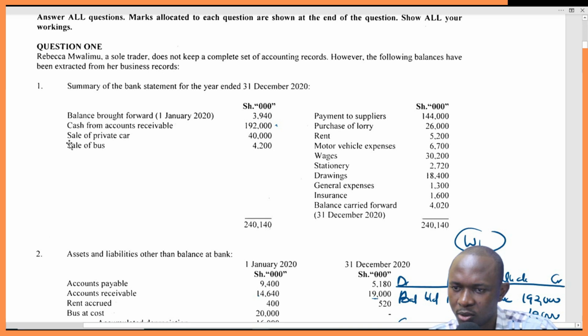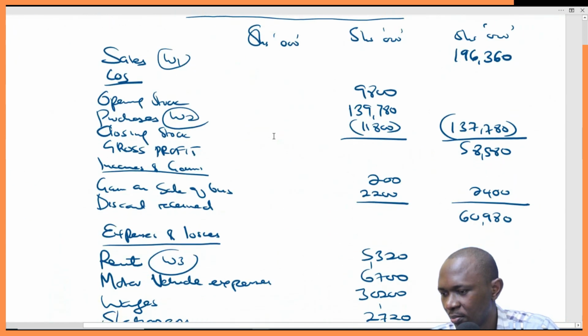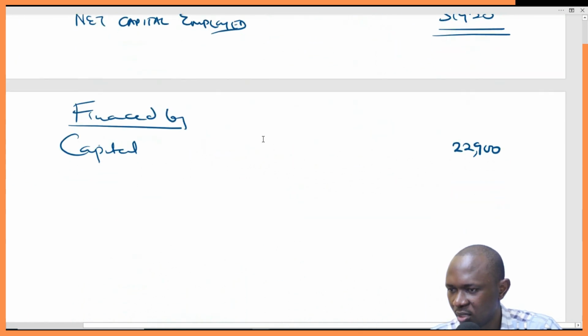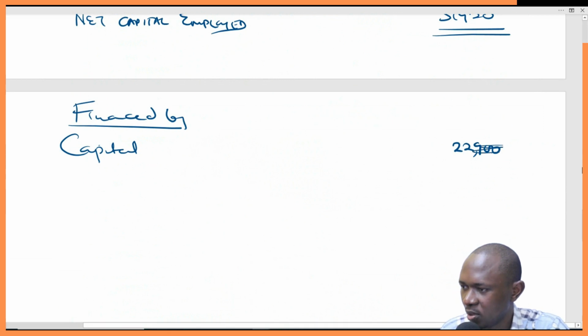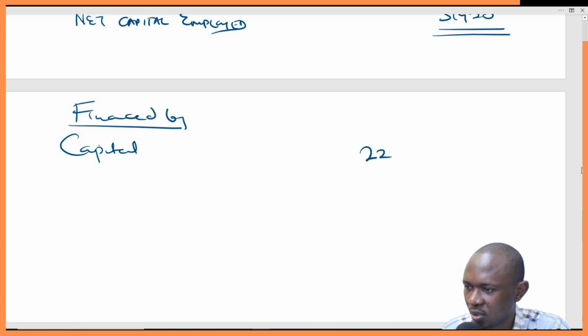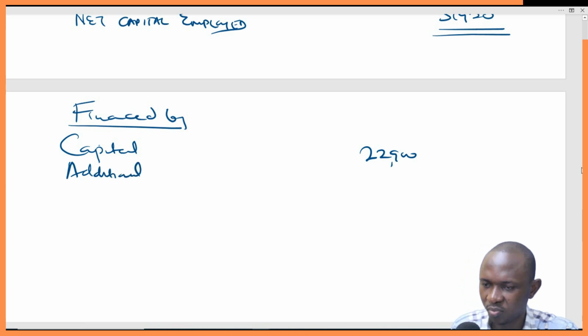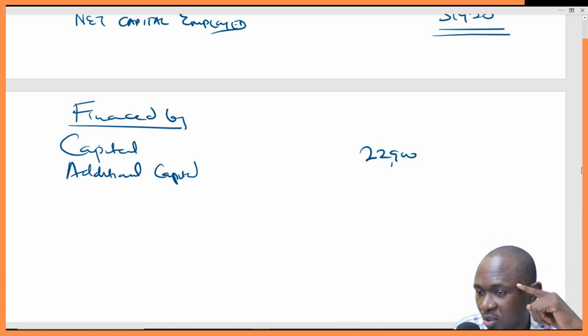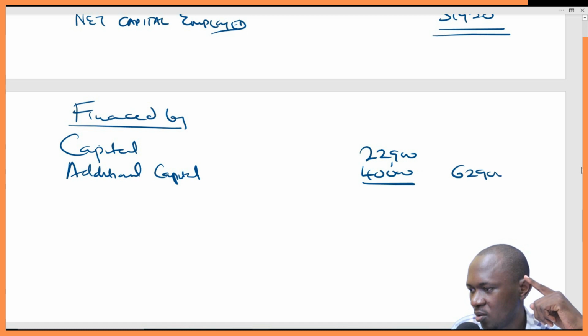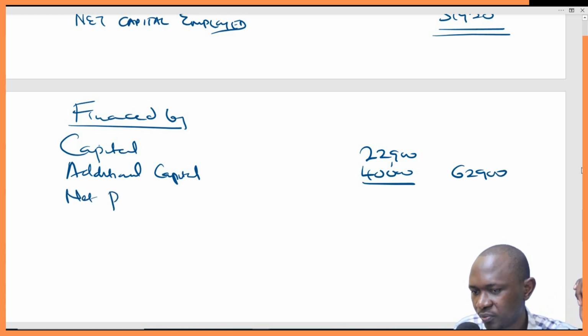So sale of private car. I think the fact that this money came into the business, you can call it additional capital. Sale of private car, let's call it additional capital, because the money came into the business. Because of that, we don't need to put this in the outermost column. Let's put it here, so that 22,900, and then we say additional capital where I sold my private car. So additional capital 40,000. This makes it 62,900.